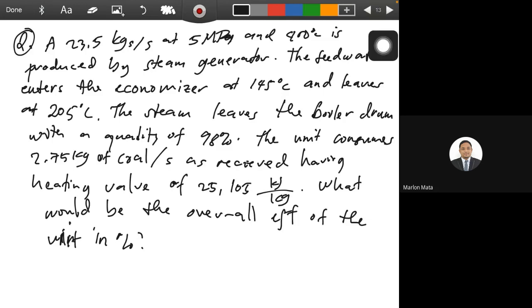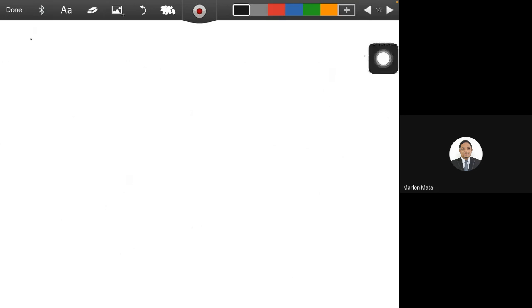What would be the overall efficiency of the unit in percent? The overall efficiency of the unit in percent is also another term for boiler efficiency. So we write first the givens. Okay, so the givens are at 5 MPa.